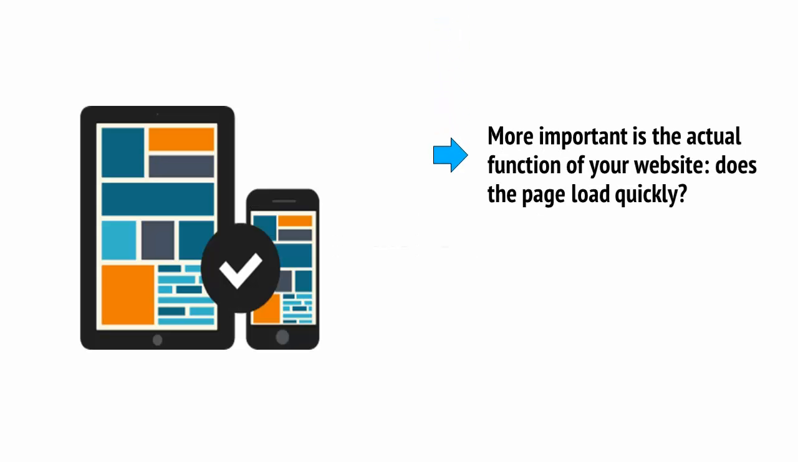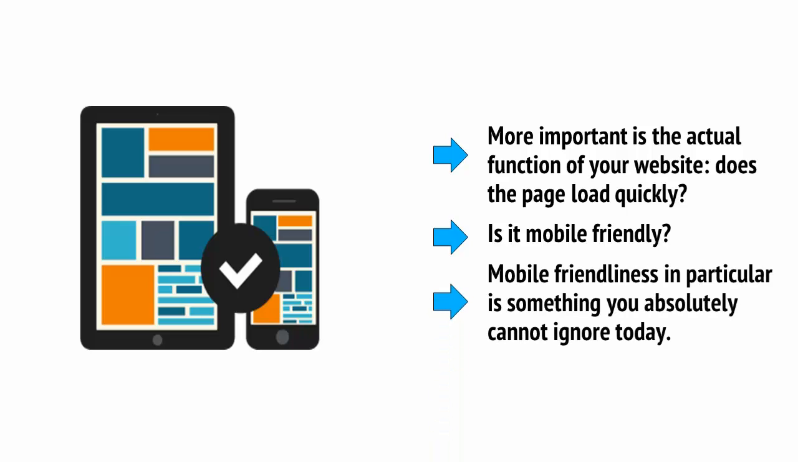The next element of on-page optimization is the site design itself. Using breadcrumbs, for instance, can help a lot, as can using alt tags for your images so Google knows what they are. More important is the actual function of your website. Does the page load quickly? Is it mobile friendly? Mobile friendliness in particular is something you absolutely cannot ignore today.